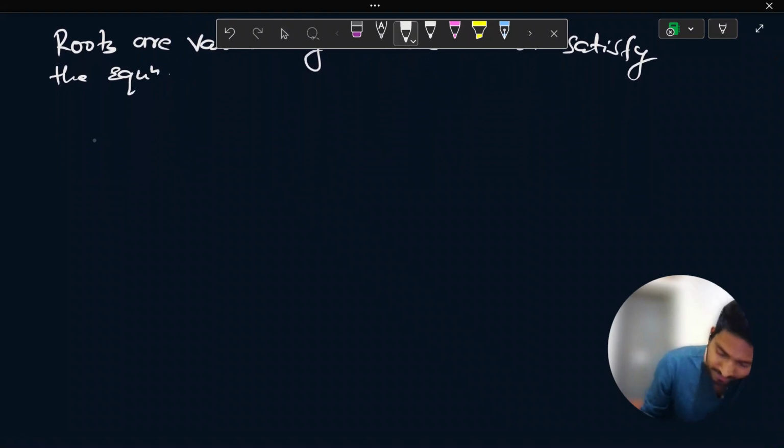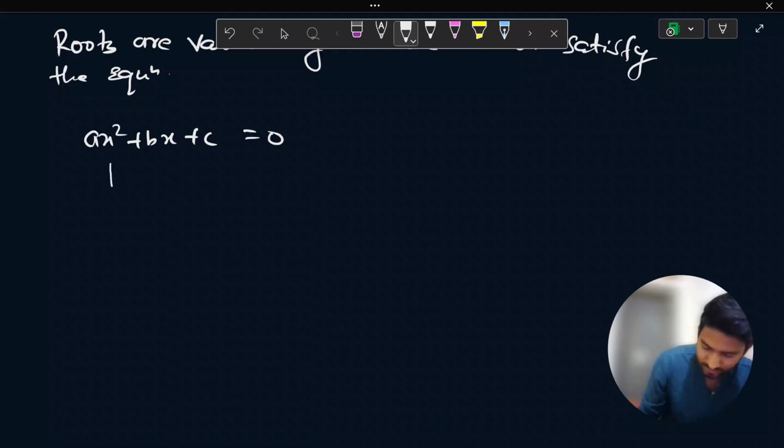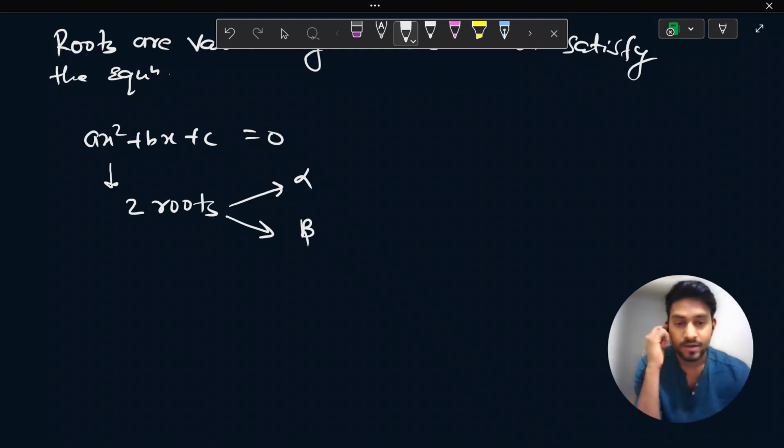Okay, let's say we have an equation ax square plus bx plus c equal to 0. Here the maximum power of the variable is 2, so we have 2 roots. Let's say one is alpha and another is beta.